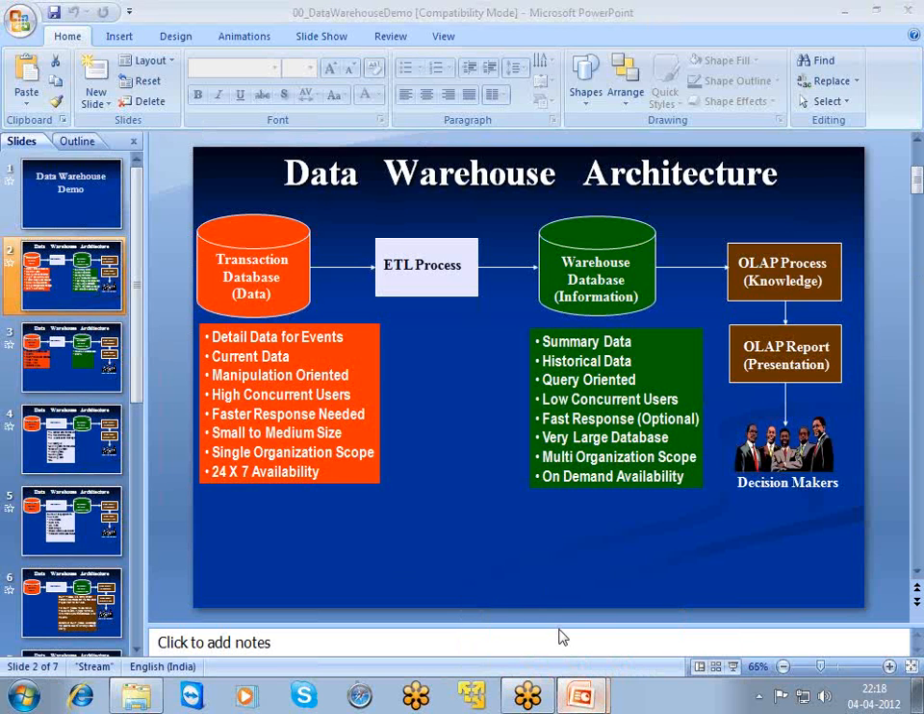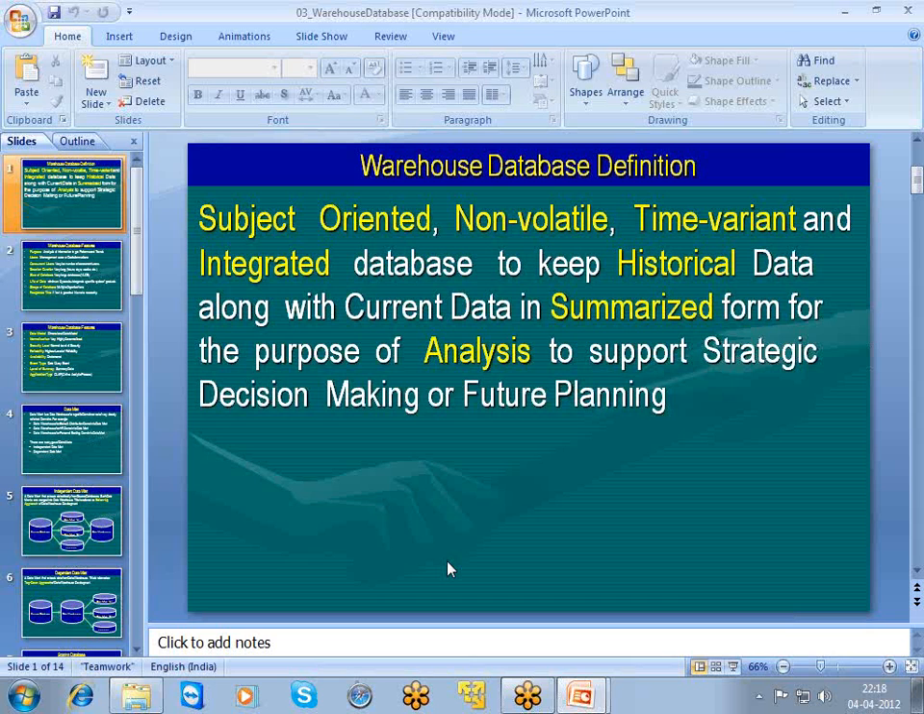So this is what we were discussing. Yesterday we went through the definition of the warehouse. This is the definition given by Inmon: subject-oriented, non-volatile, time-variant, integrated database to keep historical data along with current data in summarized form for the purpose of analysis to support decision making or future planning.